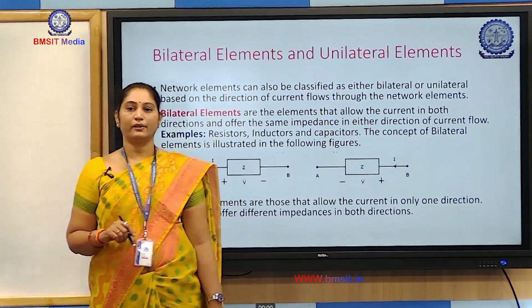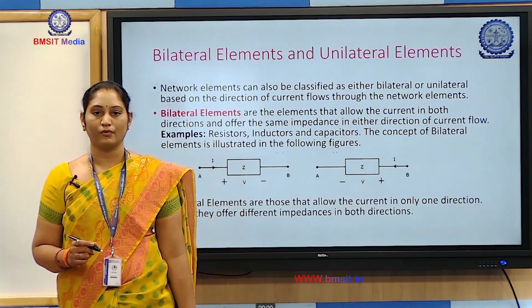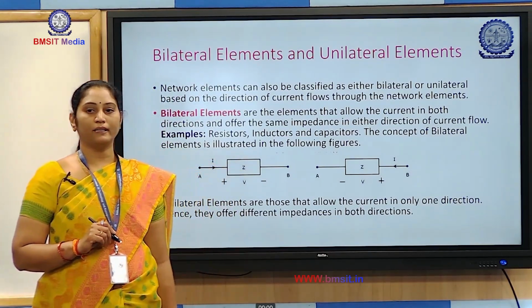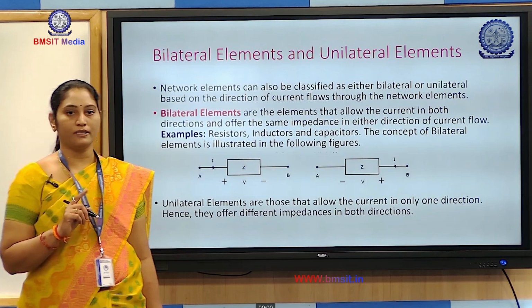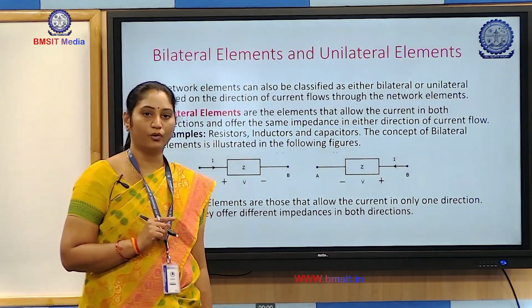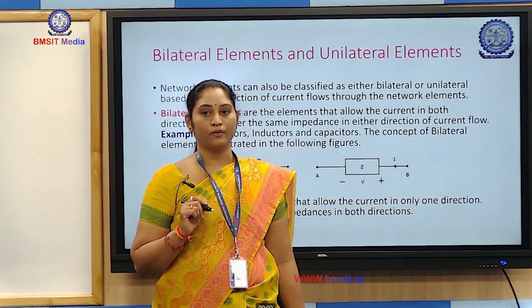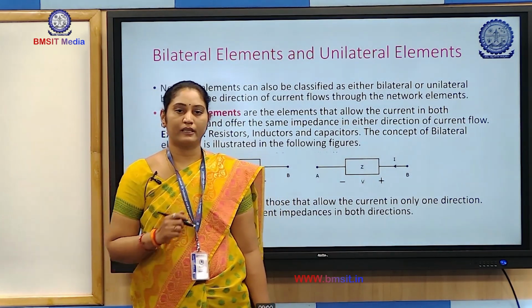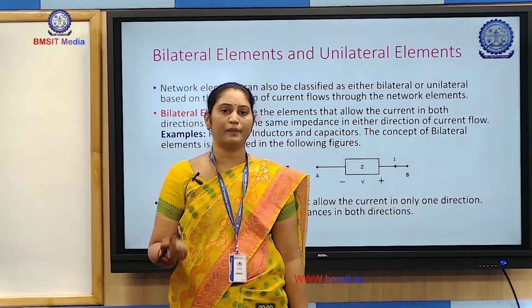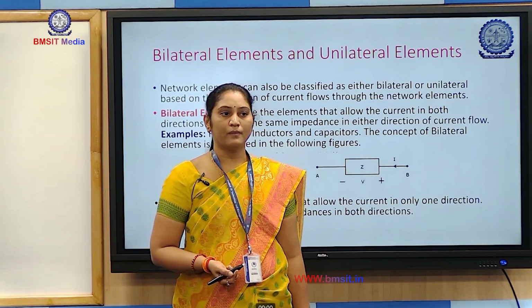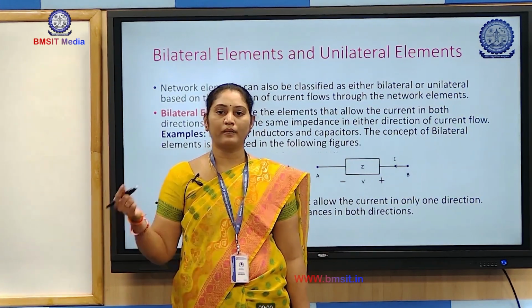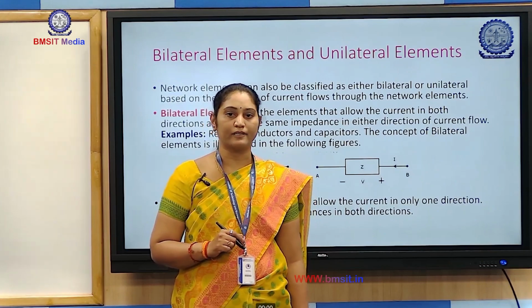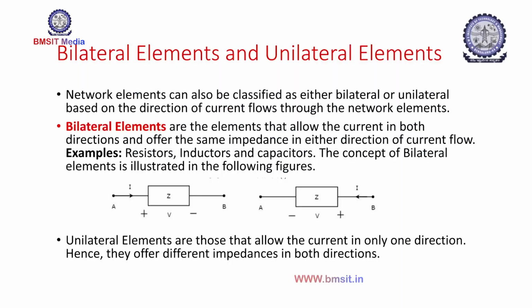The unilateral network consists of unilateral elements, and this network will allow the current to flow only in one direction, because if it starts flowing from B to A, in the reverse direction it will offer a different impedance. So the impedance will change depending upon the direction of the flow of current. In that case, we call it a unilateral element.